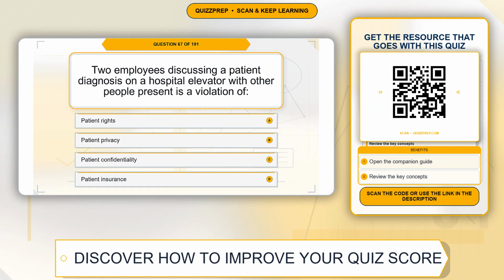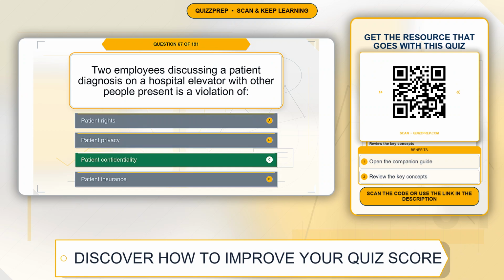Question 67. Two employees discussing a patient diagnosis on a hospital elevator with other people present is a violation of: Option A, patient rights. Option B, patient privacy. Option C, patient confidentiality. Option D, patient insurance. The correct answer is option C, patient confidentiality.